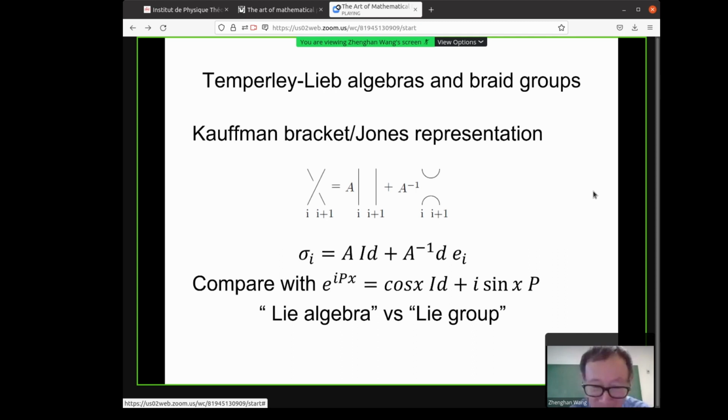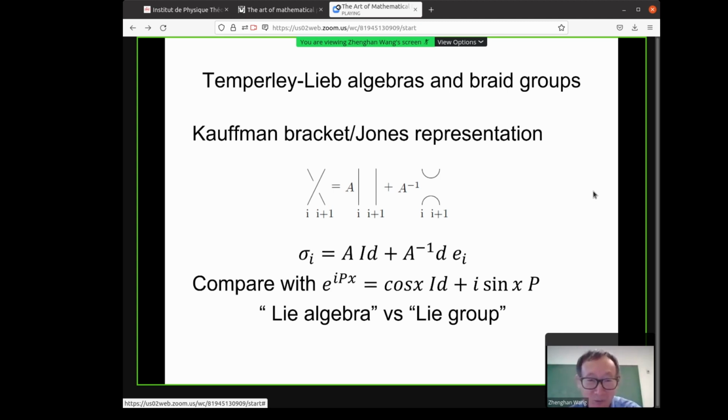To try to convince you this is not too wrong, let me make some analogy again. Let's think about the relation between Temperley-Lieb algebras and the braid groups. If you think about the Kauffman bracket, this is actually just a picture of a formula Vaughan Jones already wrote down in his famous paper. So we can think about the braid group as some kind of Lie group, and the Temperley-Lieb algebra as some kind of Lie algebra. But actually we know they are related in a very precise way.